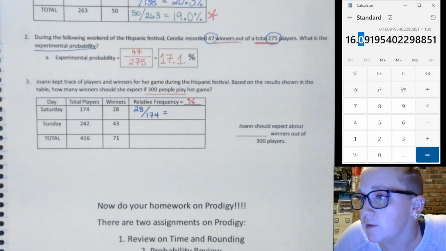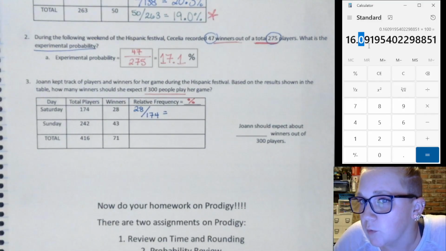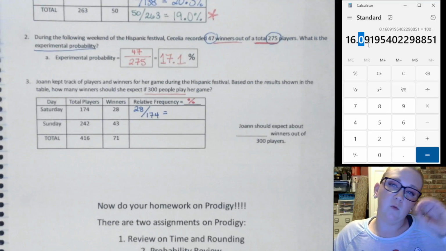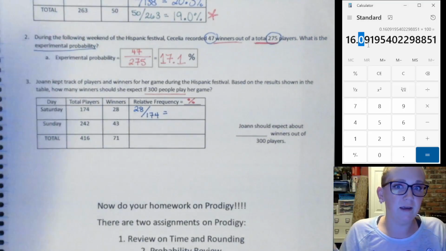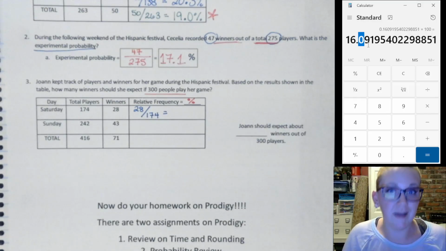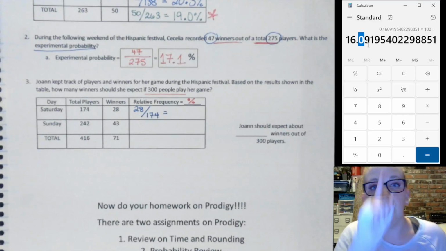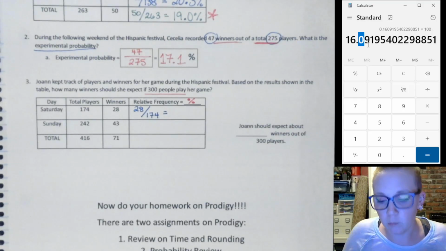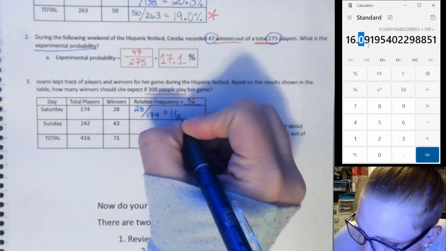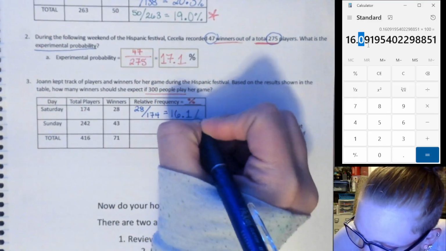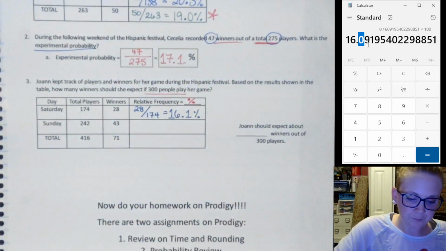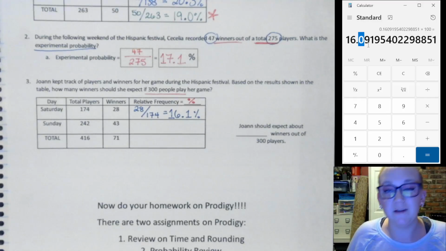So look at that first number, it's a 0. So what's right after it? Right there. Okay, you see the 9. So think about it. Will a 9 make a 0 go up or stay? Hopefully you said go up, because it's a 9. Remember, it has to be 5 or bigger to go up, 4 or lower to stay. So we're going to round that to 16.1%. All right, there we go. We got Saturday. Now we do Sunday.